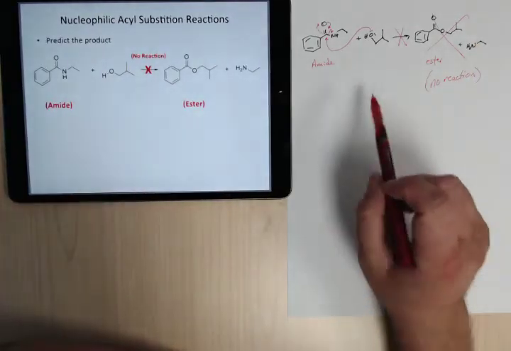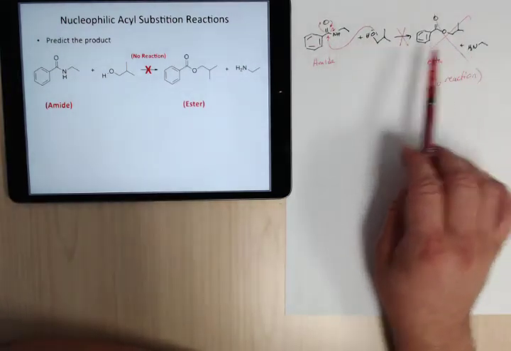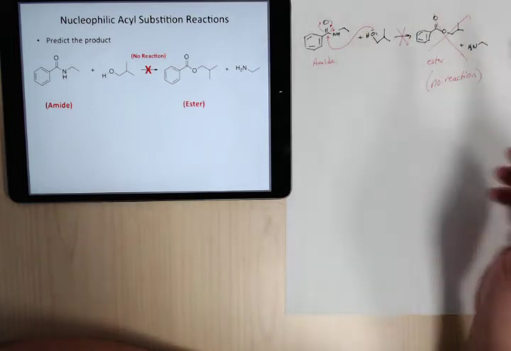So be careful. Now you could maybe predict it. Lots of times I'll just go ahead and do the reaction and then check, because it's easy enough to do.